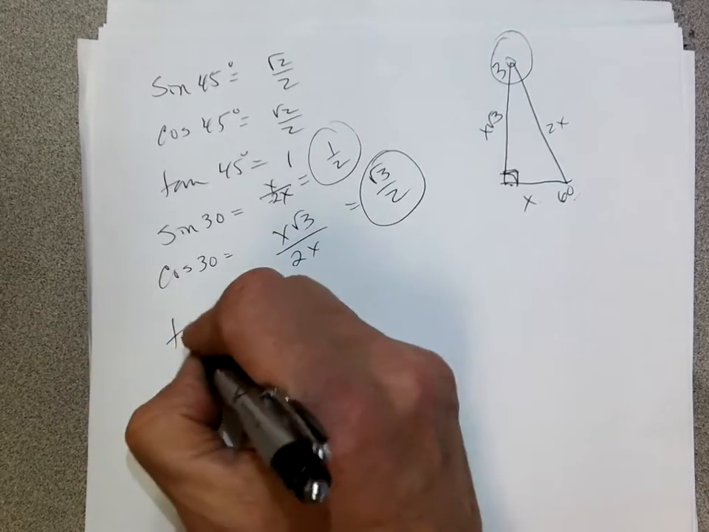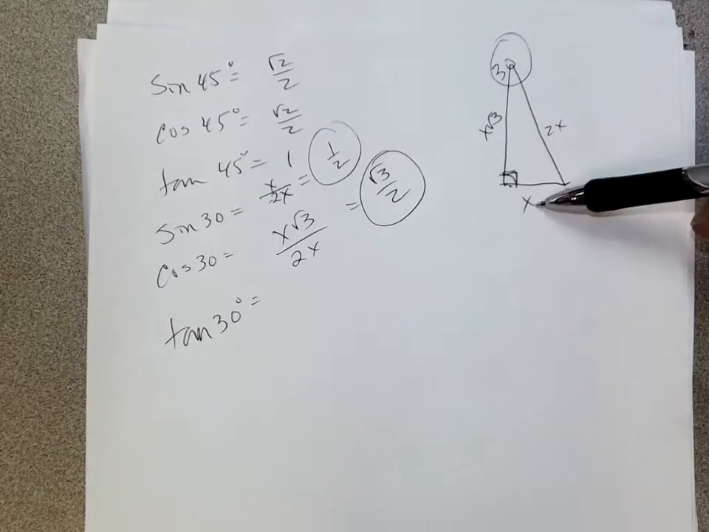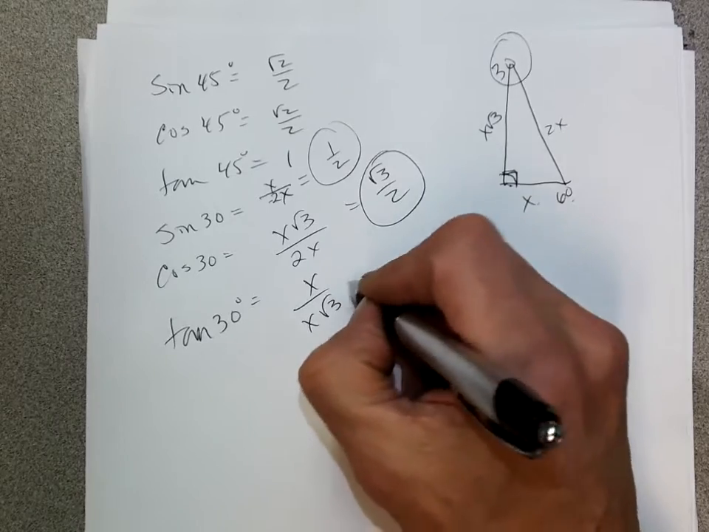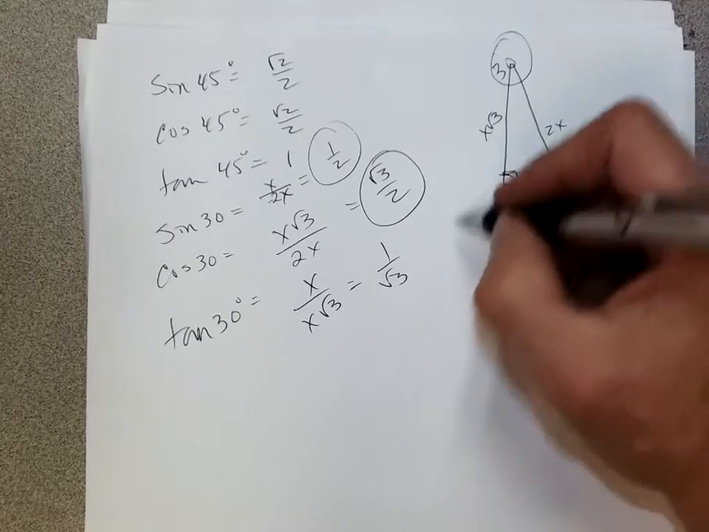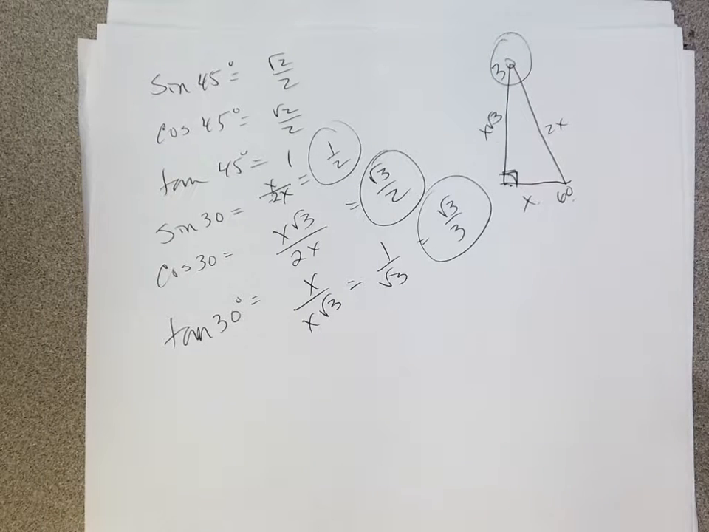And what about tangent of 30? Tangent of 30, hello. What's tangent say? Tangent's the opposite over adjacent, so it's going to be x over x square root of 3. If I cancel the x's, I get 1 over the square root of 3, but if I fix it, I get the square root of 3 over 3. I got one more thing to do, and then I'm done. How's that for a deal, huh? One more thing to do, and I'm done, promise.